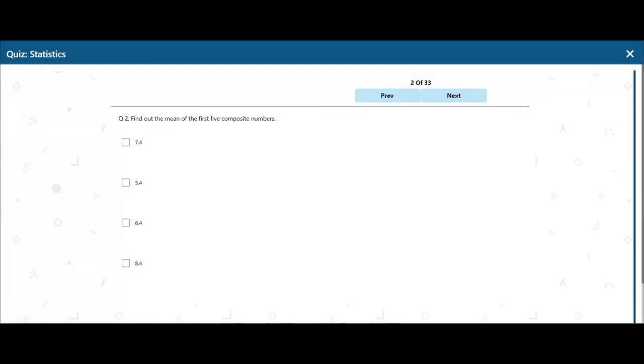Akash, find out the mean of the first 5 composite numbers. What are composite numbers? They have more than 2 factors. Correct. So which is the first composite number? 4, ma'am. Next, 6, 8, 9, 10. First 5 composite numbers: 4, 6, 8, 9, 10. Add up and divide by 5.